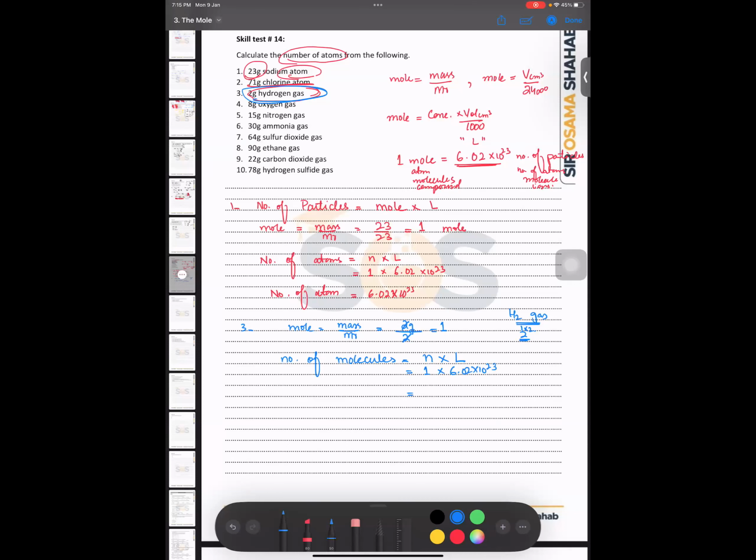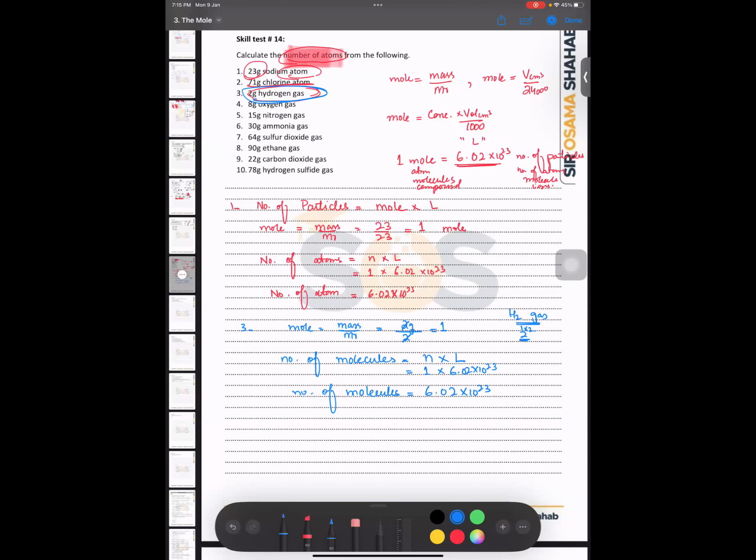Yes, sir. We have 6.02 times 10 to the power 23 number of molecules of hydrogen gas. But you can see in the question, they are asking for what? They are asking for number of atoms, right? So we need to find out number of atoms over here.